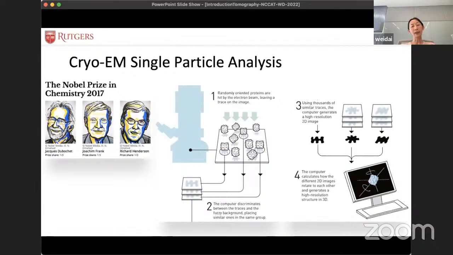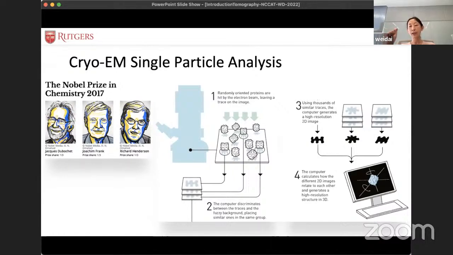What is cryo-ET? You all learned single particle analysis already. So basically the overall workflow for single particle has several steps. First, you probably want to purify your protein complex, and then you want to image thousands or millions of particles. Eventually, you computationally combine structural information from the thousands or millions of particles to give you a 3D map.